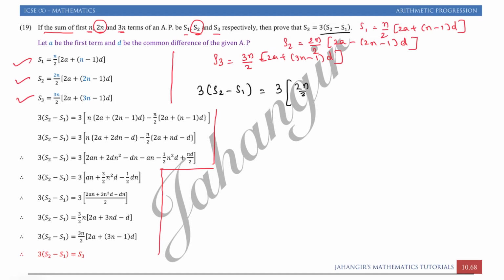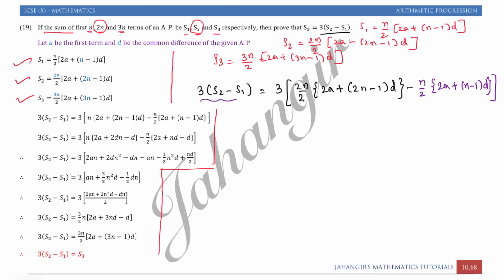S2 minus S1, 2n by 2, then in bracket 2a plus 2n minus 1 into d. This is S2. Now S1 ki value is n by 2, 2a plus n minus 1 into d. Okay, here we had completed.